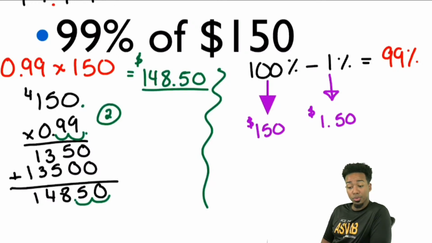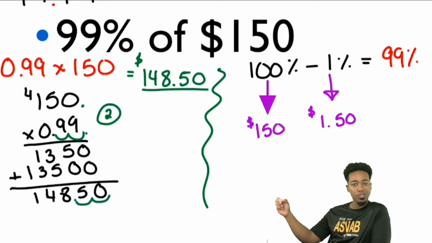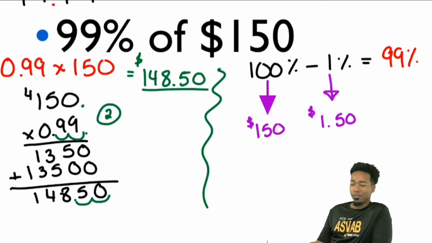Is that true? Yeah. Remember, 1% is the same as divided by 100. You just move the decimal place over 2 times to the left. 150 divided by 100, boop, boop, 1.5. So you can do this in your head, everybody.